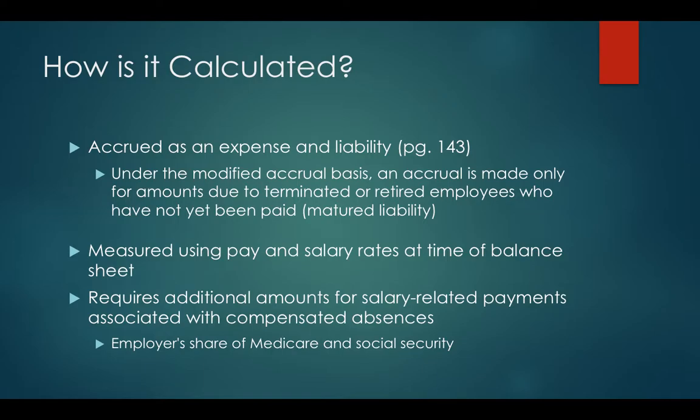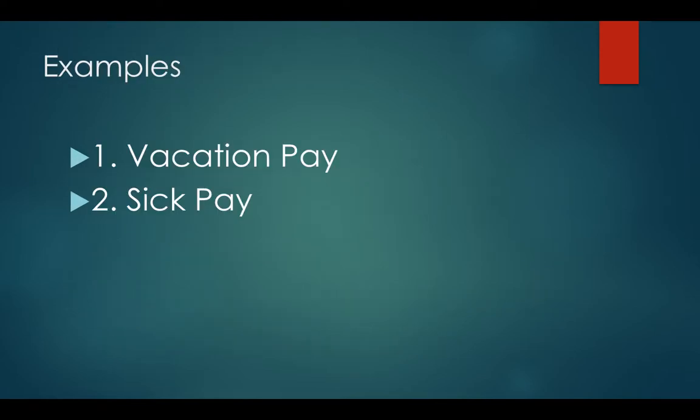So under the modified accrual basis, an accrual is made only for the matured liability. So you only make an accrual for accumulated amounts that are due to terminated or retired employees who have not yet been paid for their unused sick pay or unused vacation pay. This amount must be measured using pay and salary rates at the time of the balance sheet, and it requires additional amounts for salary-related payments associated with compensated absences, such as the employer's share of Medicare and Social Security.